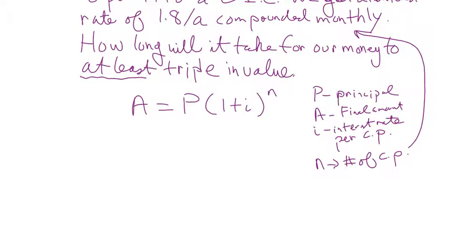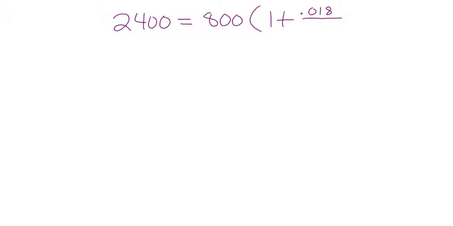Okay, so we'll go to the next page. So we want to have $2,400. We start with $800. Our interest rate was 0.018, right? 1.8% is 0.018 converted to a decimal. What am I going to do with that? It's compounded monthly. What do I do with the interest rate? Divide by 12, right? To the n. What units is n in? Months. Okay, so when we solve for n, we're getting months because it's the number of compounding periods. We're compounding monthly, so we need to keep that in mind, right?